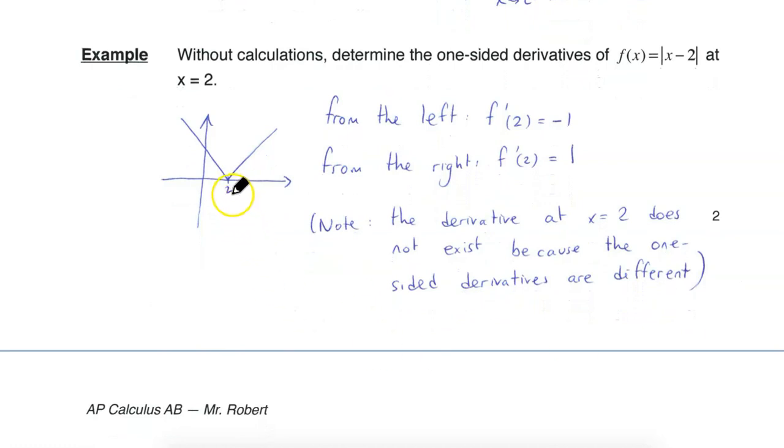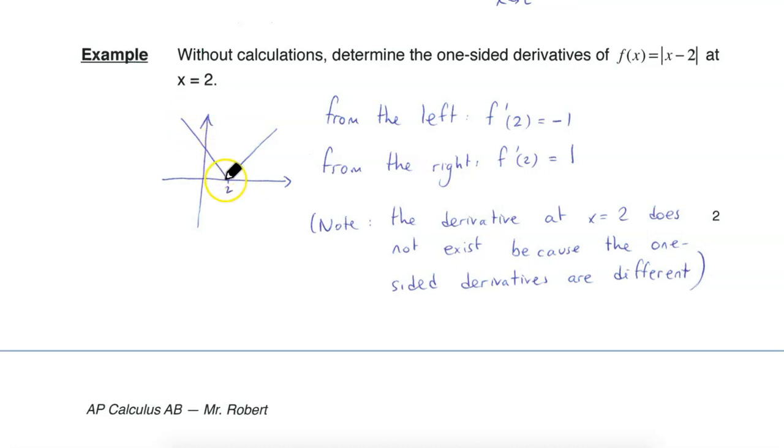In a case like this, we say that the derivative is undefined at x equals 2 because there's a sharp turn. We can express that more mathematically by looking at both one-sided derivatives and seeing that they are different. If the one-sided derivatives are different, then the derivative does not exist. If they are the same from the left and the right, then the derivative exists, and the derivative is equal to that number. So in the example here, without calculation, determine the one-sided derivatives.